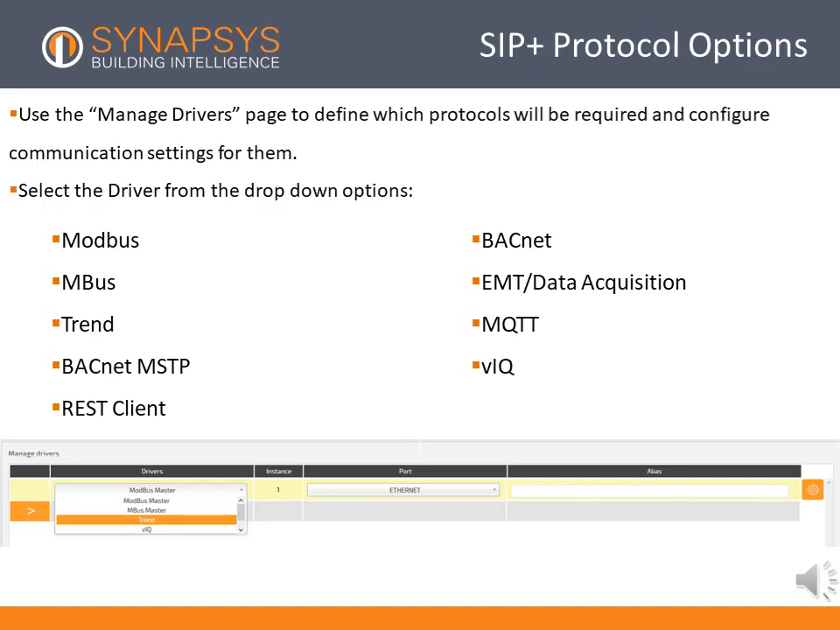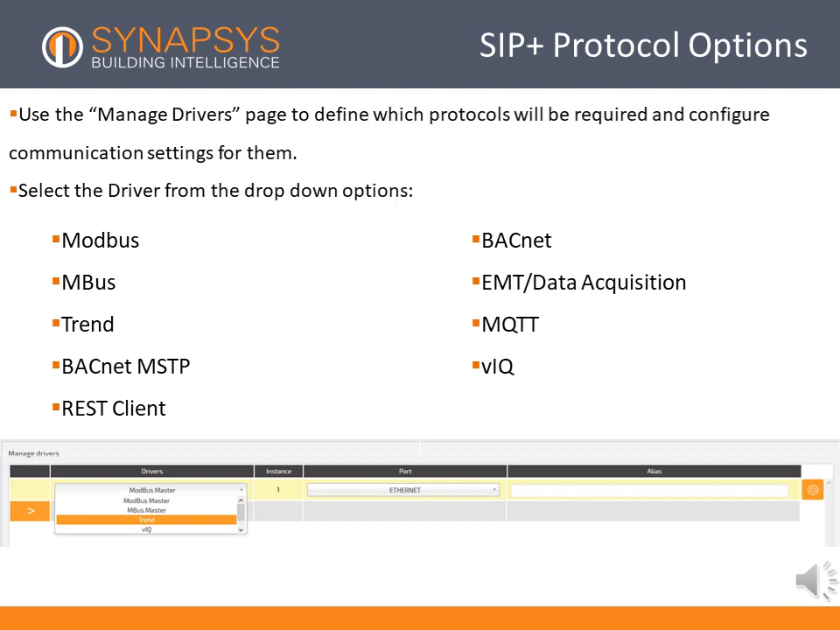To start acquiring data, the desired drivers will need to be created and set up. This is done in the Manage Drivers page. All available drivers can be seen on the slide. The Ports drop-down box is used to change the variation of protocol. For example, to use Modbus TCP over IP, select the Modbus driver and select the Ethernet port option.